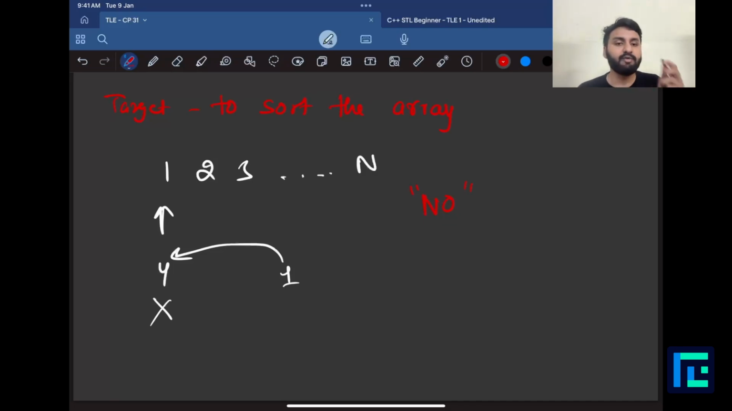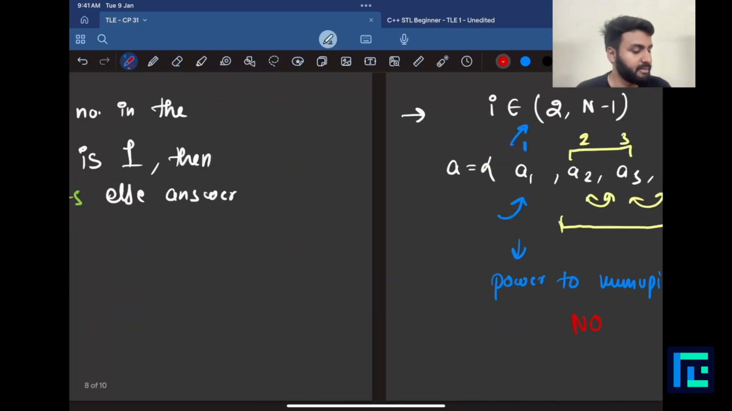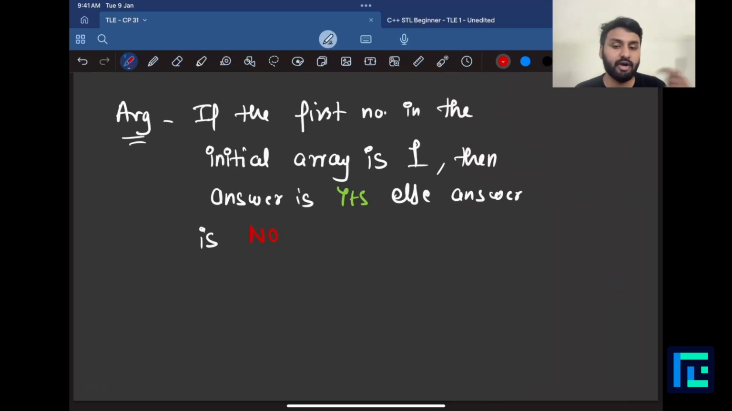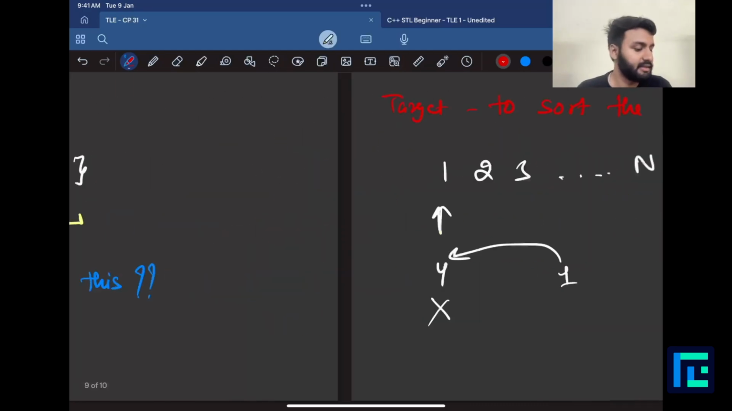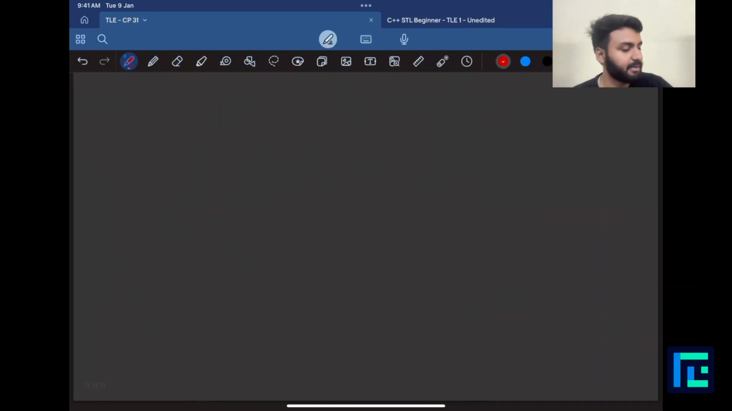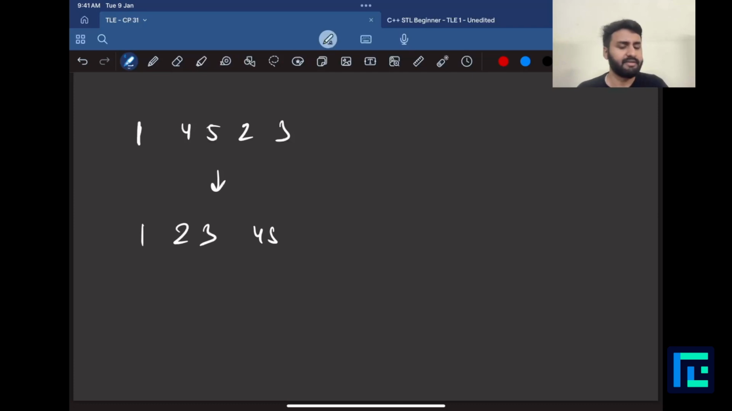Alright, so this proves half of the argument that I presented: if the first element is not 1, then the answer is no. Now I am saying that if the first element is 1, then irrespective of what the initial permutation looks like, I will always get an answer yes. Let's say the permutation looks like 1, 4, 5, 2, 3. My argument is, you will be able to create an array that looks like 1, 2, 3, 4, 5. Why is this true?